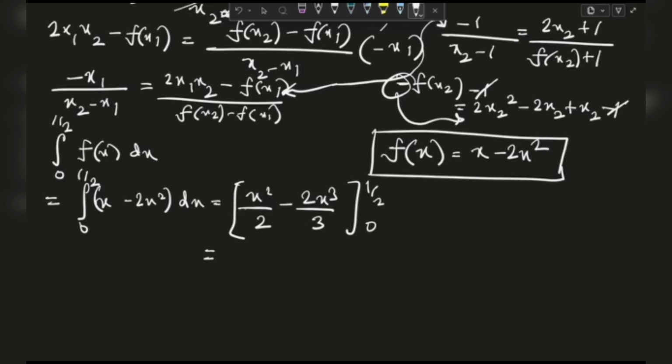So these are both zeros, and this will become minus 1 by 8 plus 1 by 8, and that is cut by 2. So minus 1 by 8 plus 1 by 12. I guess this will come out to be 1 by 24. Yeah, this is 1 by 24.